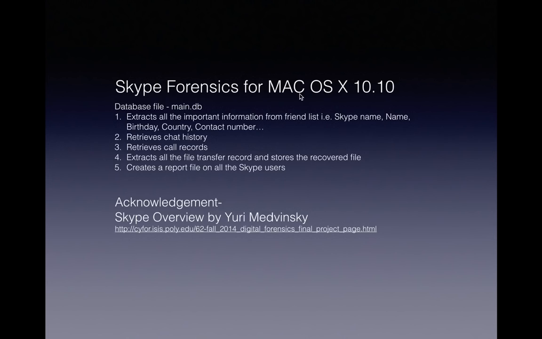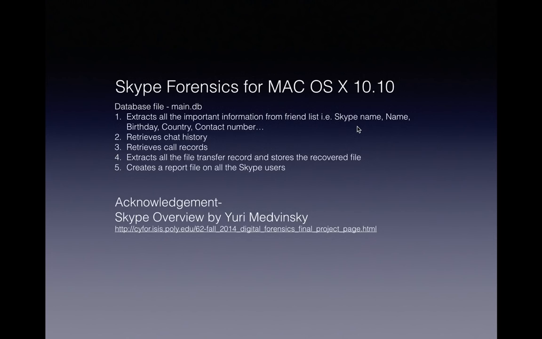So what my Skype messenger forensics tool does, it tries to look for all the databases that are related to Skype. Skype names it main.db. So first it tries to find out all the main.db files that reside on your Mac. And after finding all the main.db files, it tries to extract all the important information related to the user's friends, like their Skype name, birthday, country, contact number, and after that it tries to retrieve all the chat history.